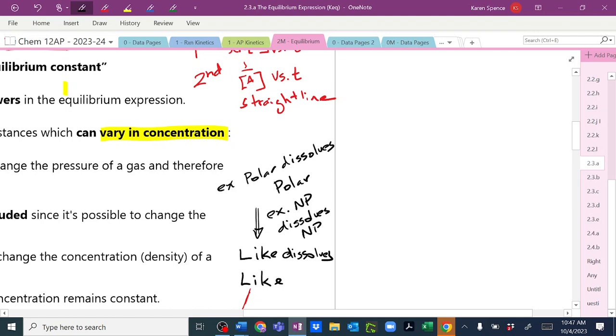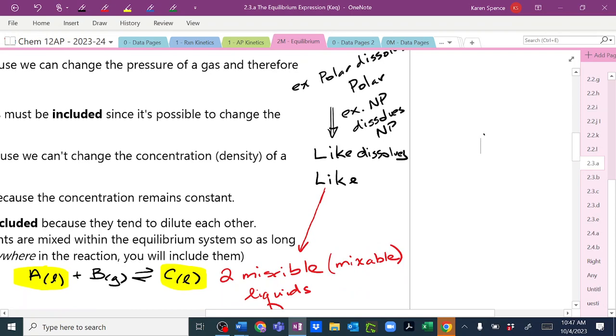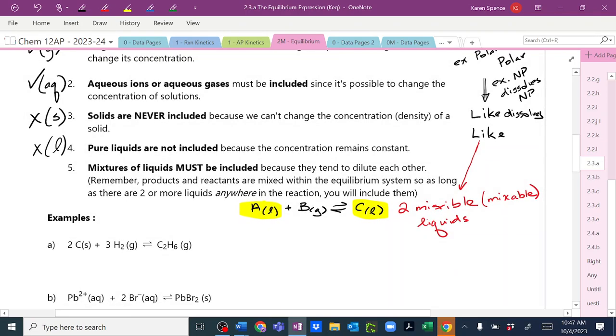So alcohol, polar. Water, polar. They'll mix with each other. How about oil? Oil is non-polar, water is polar, they will not mix. Okay? Okay, so that's like dissolves like. So if you have two miscible liquids, now that we've spent all that time on that, how often does that come up? Never, okay? So rarely that you might as well say never, okay?